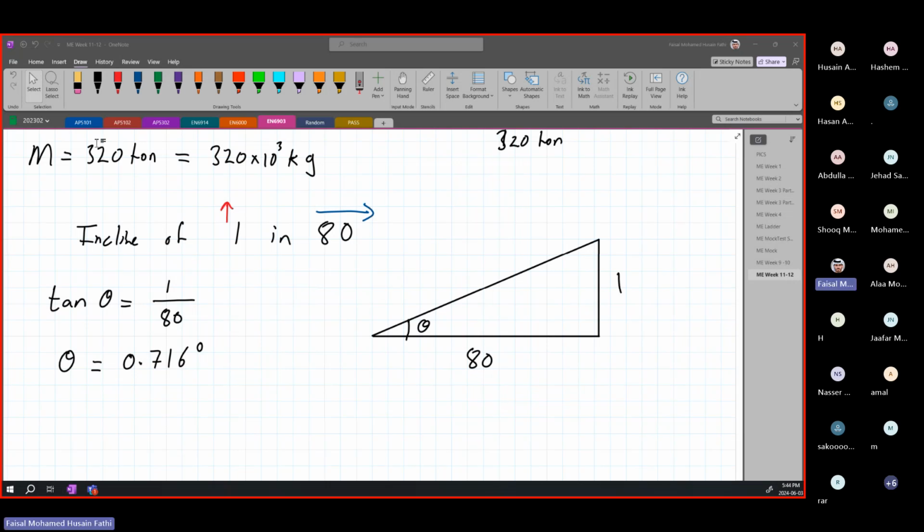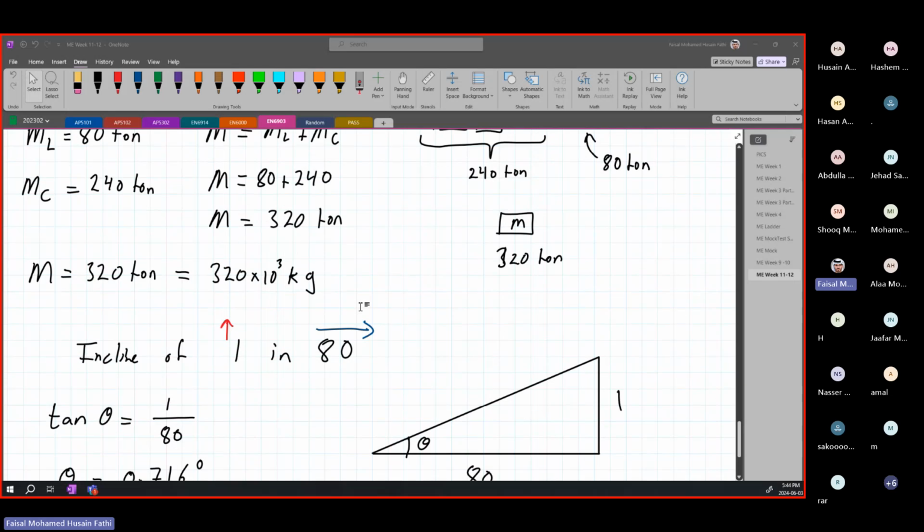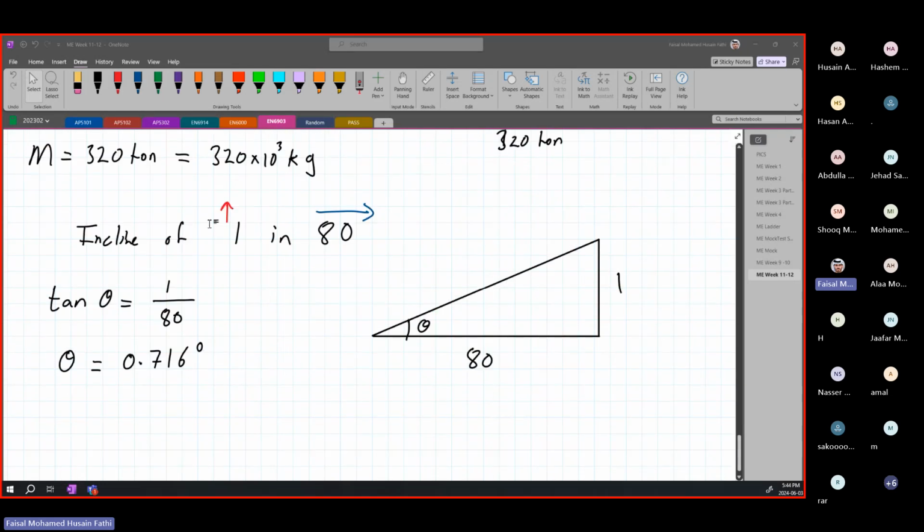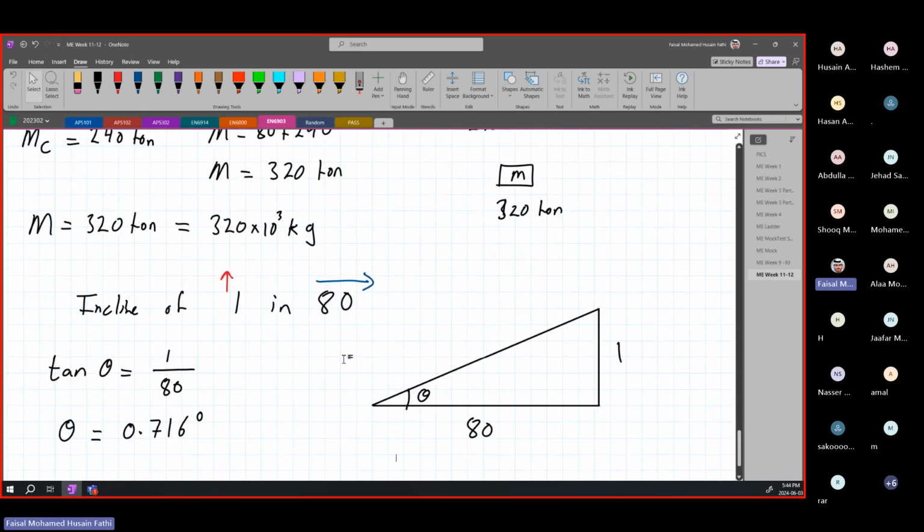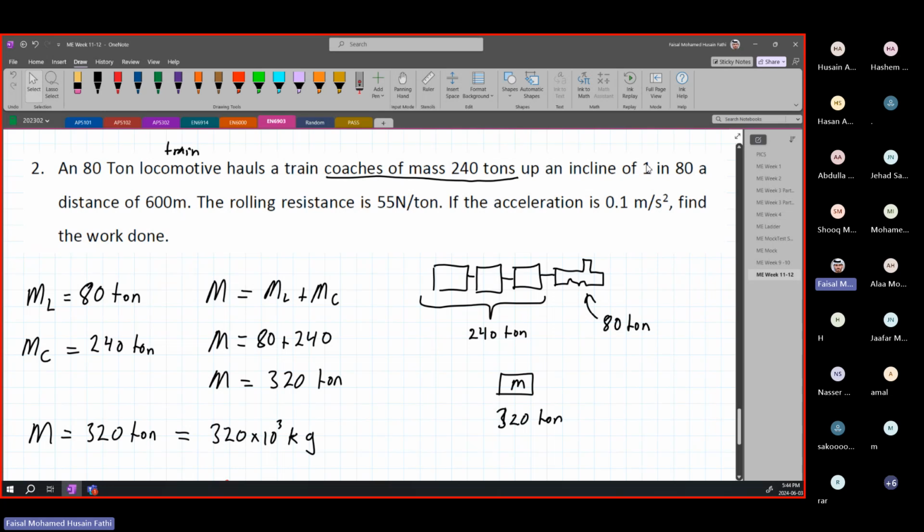These are all the questions from the worksheets. So an incline of 1 in 80. This is the point of finding it. So now we have our theta, and we can have the train on top of this and find our values and all of that. Before even moving forward with this, let's see what the question says. We haven't continued reading the question. So it hauls a train of coaches of this mass up an incline, a distance of 600 meters. So this is our moving distance.